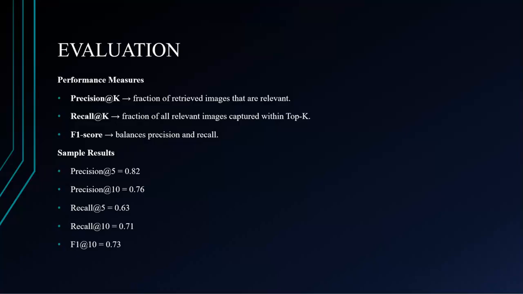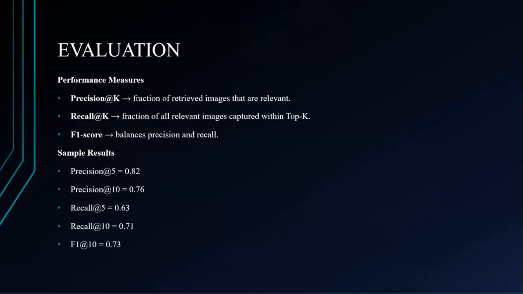Now, to measure performance, we use standard information retrieval metrics: precision, recall, and F1 score. Precision is the fraction of retrieved images that are relevant. Recall is the fraction of relevant images captured within top K. And F1 score is the harmonic mean of precision and recall.